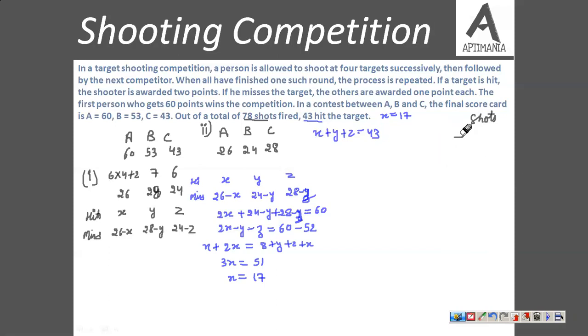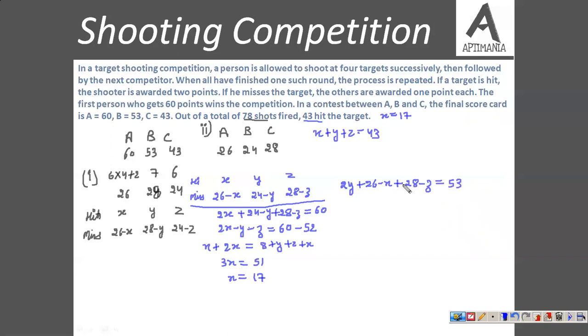Now we'll follow the same process for B also. Okay, for B also we follow the same process. So this was B's score. So B hit y targets, so he must have scored 2y. And the miss of A will also be counted as B's score, so plus 26 minus x, plus the miss of C will also be counted as B's score, so 28 minus z, and this all must be equal to 53.